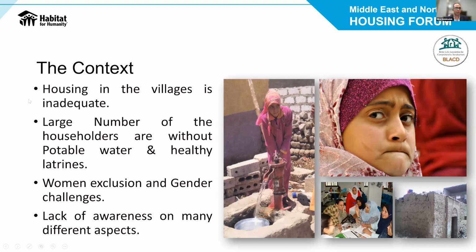To go to the context of our program, the houses in the villages we are working in are inadequate. A large number of households are without potable water and healthy latrines, which is a main issue in these villages. Women exclusion is another layer and another dimension of our projects: the women inclusion and gender challenges in our communities in Upper Egypt, and also the lack of awareness in many different aspects of housing and other aspects.